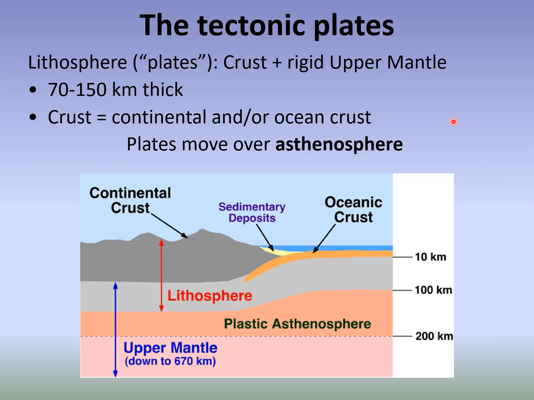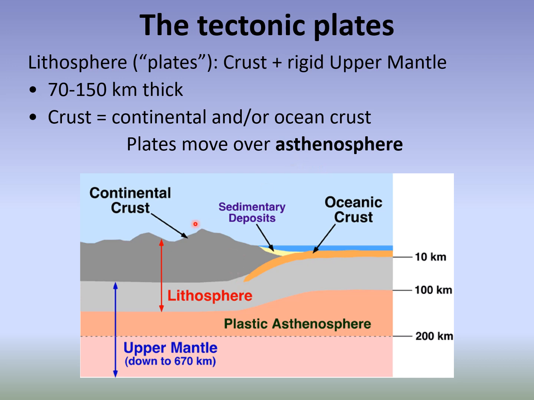And for the tectonic plates, they are composed of the lithosphere, so that's the crust and the more rigid, more brittle upper mantle. These plates are about 70 kilometers in the oceans to about 150 kilometers on the continents in thickness. And the crust is usually continental crust, oceanic crust, or some mixture of the two, okay?